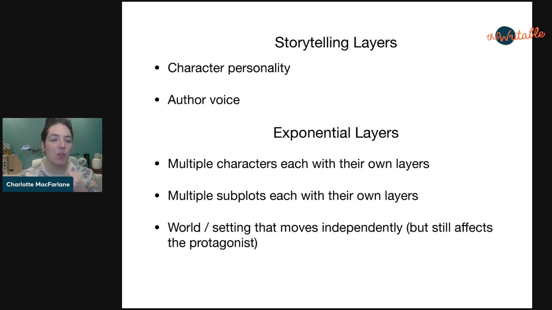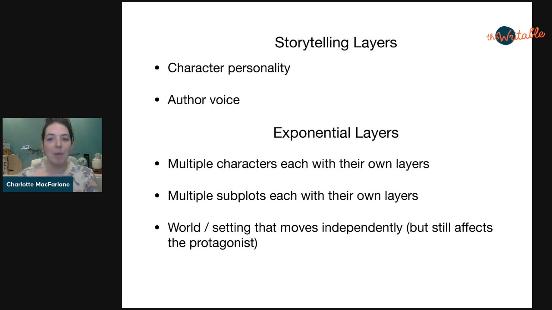And then of course we've also got world and setting pieces, things that are moving independently. If you've got weather systems or a natural disaster happening, it moves independently, but it's still affecting the protagonist, it's still affecting the story. So you need to be aware of those layers and what they're doing. I'm not a huge fan of having a ton of things moving independently, but we exist in the world. The character exists in the world, and the world is doing things that are out of our control, that are adjacent to our story, but maybe not necessarily part of it.